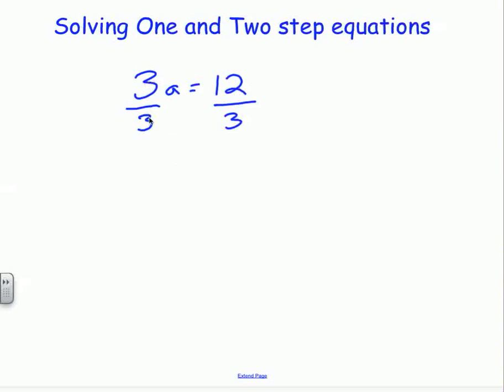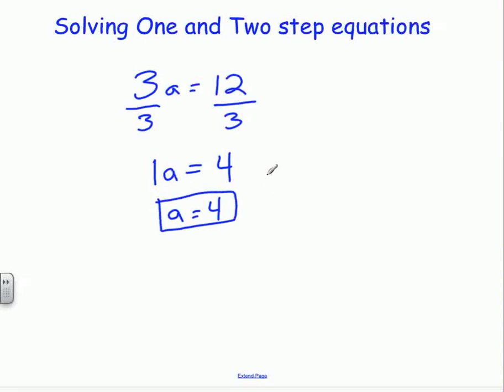So down here, this is 3 divided by 3. That's going to be 1. And 1 times a equals 12 divided by 3, which is 4. Now once again, lazy algebra says we do not need to have the 1 in front of a because 1 times any number is going to be that same number. So we can simplify this to just be a equals 4, and that is our answer right there.